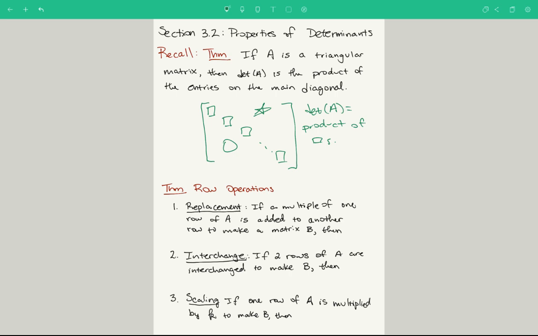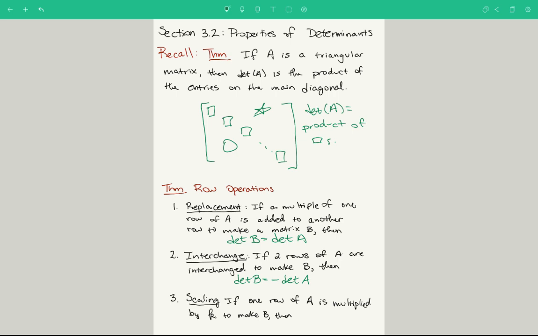So if we do replacement, this is the one where we take a multiple of one row and add it to another row to make a new matrix. Let's call it matrix B. Then what happens? Well, the determinant of our new matrix B is going to be exactly the same as our original matrix. So we can do row replacement to our heart's content and never change the determinant. If we do interchange, we're just swapping two rows. And every time we swap two rows, we're going to introduce a minus sign. So once we swap two rows, our determinant is the negative of what it was before.